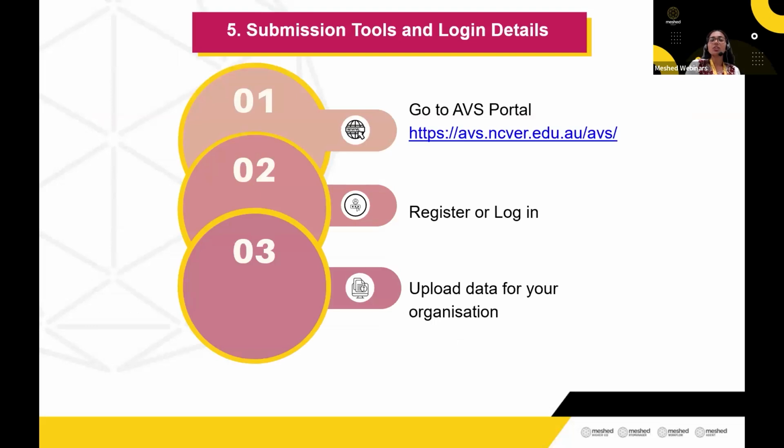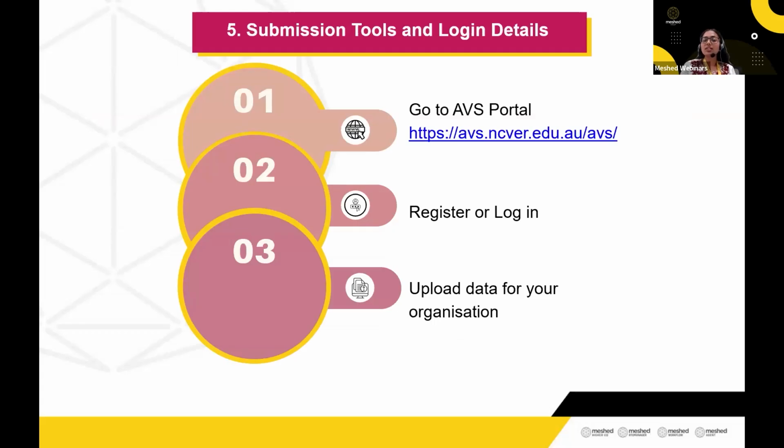Now that we know all the 10 files and we've understood briefly what each file means and where this data sits in the system, we can start talking about the submission process. The submission process requires you to go to the AVS portal, which is step number 1.